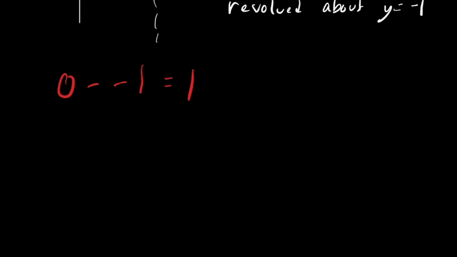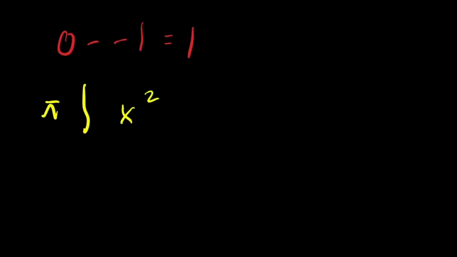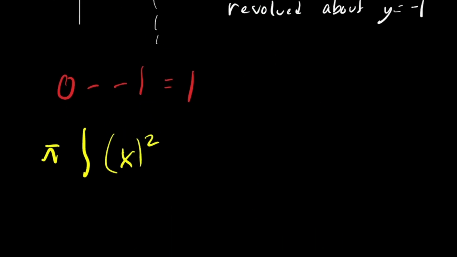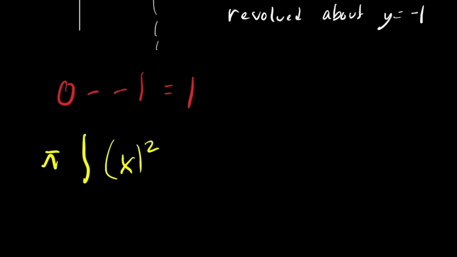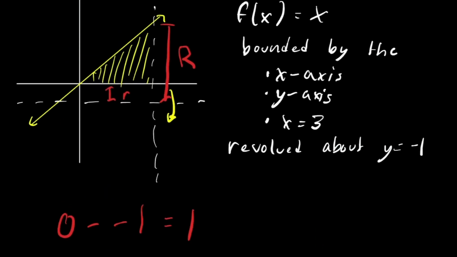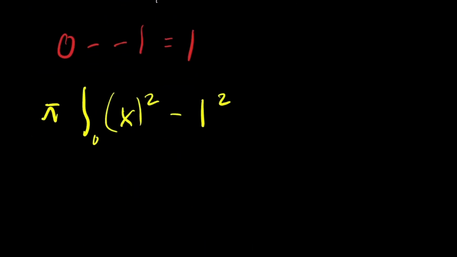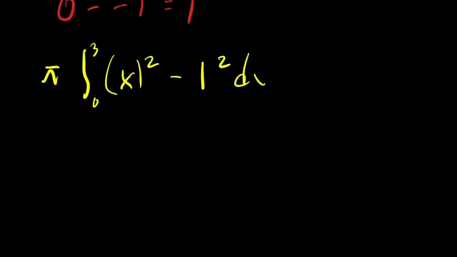That's our little r. So we have pi times the integral of our function, our big R, which is x squared, minus little r squared, which is just 1 squared. And our bounds is from 0 to 3. And you can do the same math you've been doing. Integral of x squared minus 1 dx.